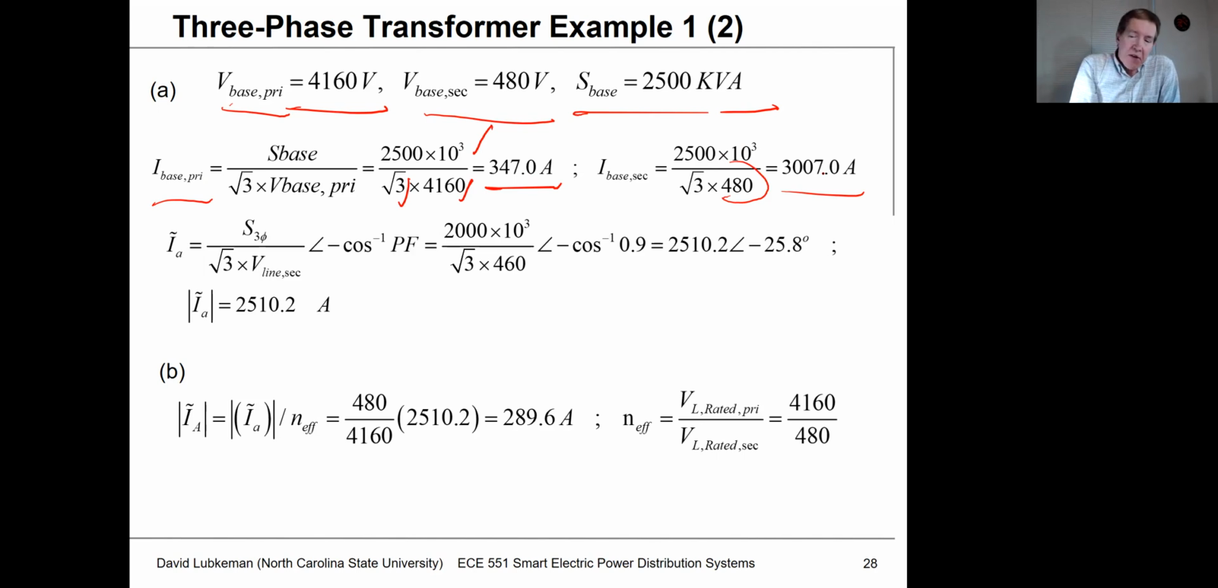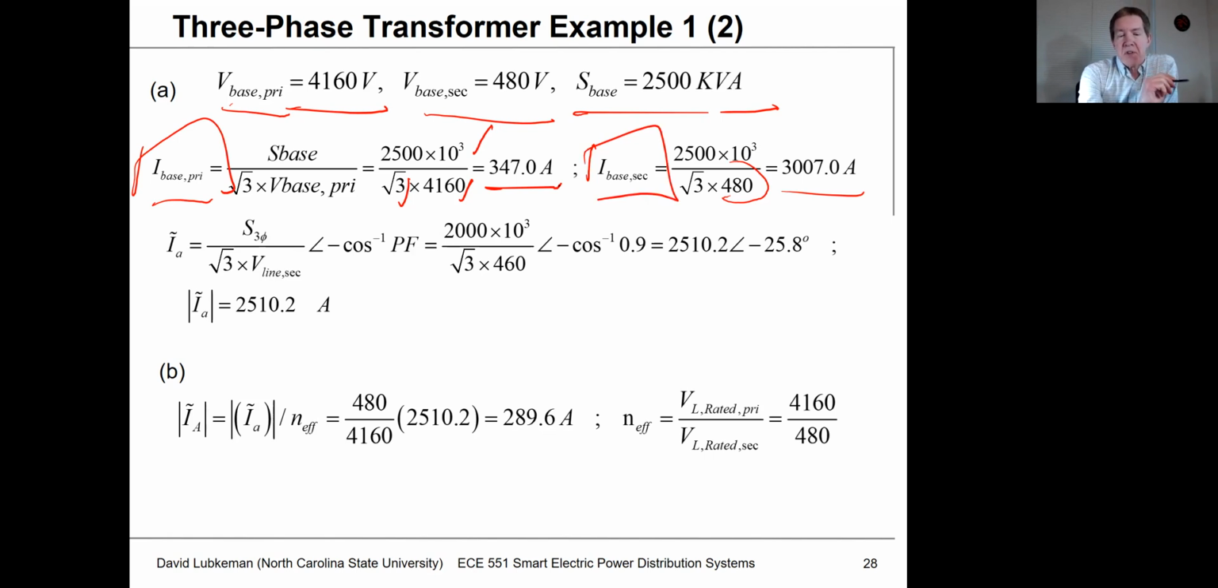Okay, so 3007 amperes is a pretty good size current because we step the voltage down, and when we step the voltage down, then the rated current values have to go up to compensate. So these base values of current are also going to be the same as the rated currents.